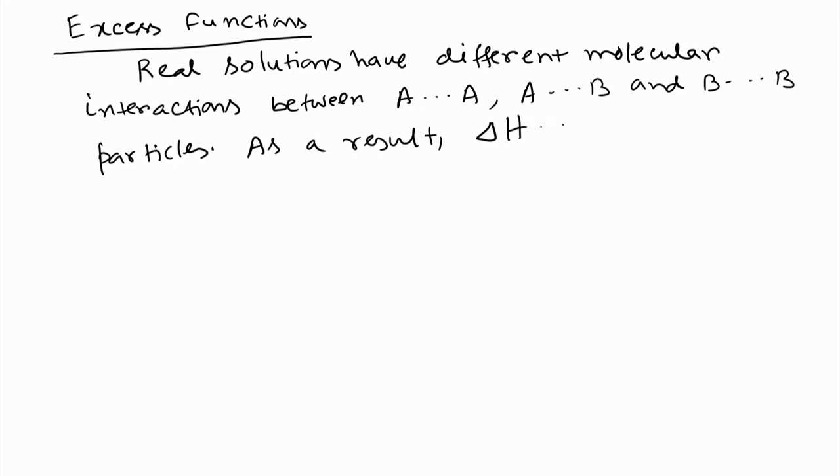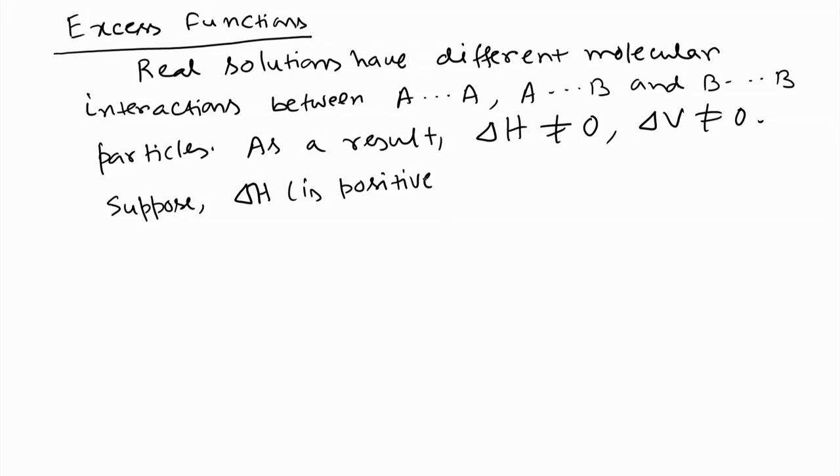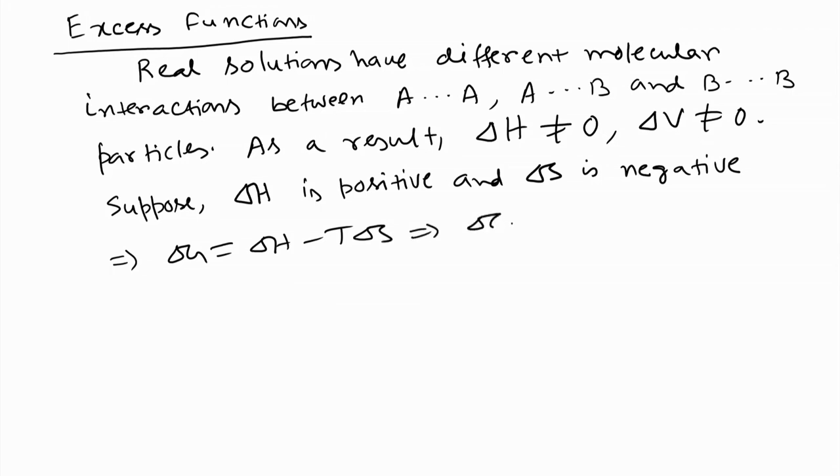As a result, we get delta H is not 0, delta V not 0, okay. Suppose delta H is positive, okay, and delta S is negative. In that case, since delta G is delta H minus T delta S, we get delta G is positive. Okay. So the liquids are immiscible.